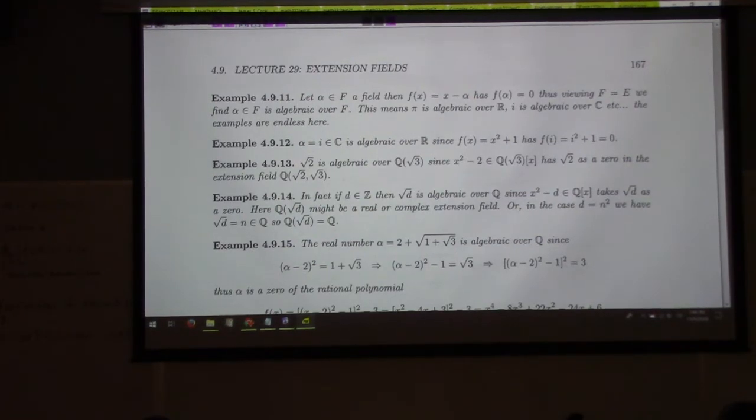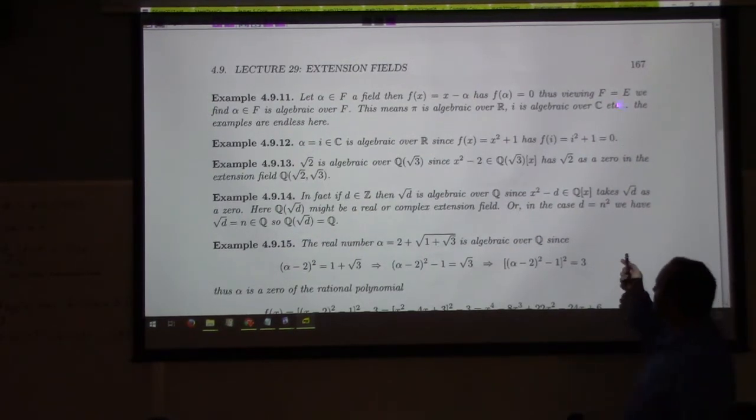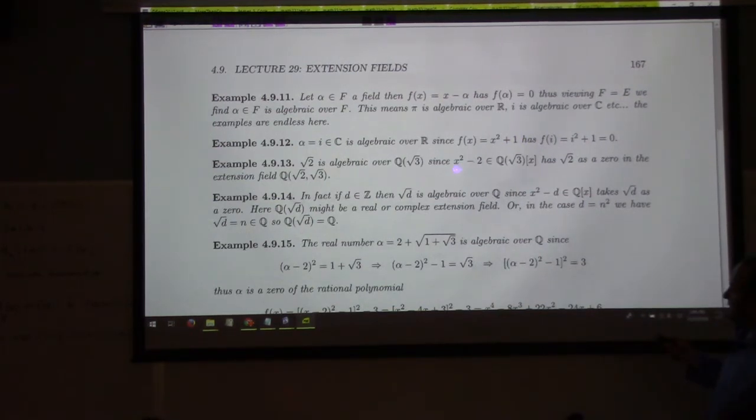So, example: this is the stupid comment I just made. The number i in the complex numbers is algebraic over the reals since it is the 0 of x squared plus 1. Square root of 2 is algebraic since it's the 0 of x squared minus 2. Here's something more interesting. Square root of 2 is algebraic over Q adjoining the square root of 3 because x squared minus 2 has the square root of 2 as a 0 in this extension field. All right?